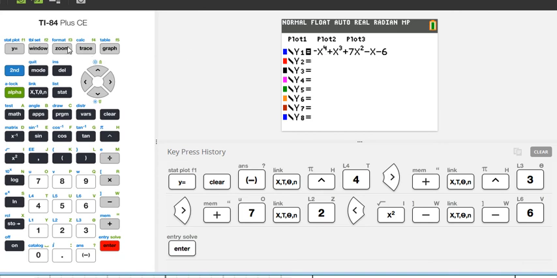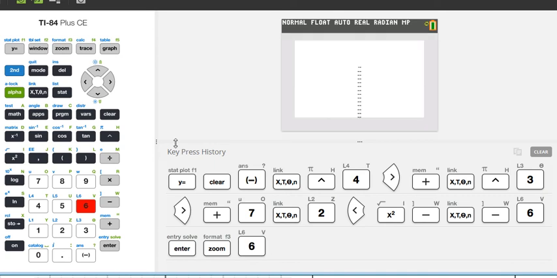And if you do a zoom 6, you can go ahead and take a look at what that looks like on your calculator. And you should see this function, again, a degree 4. And it looks like our end behavior was correct. We're down, down on the left and right.